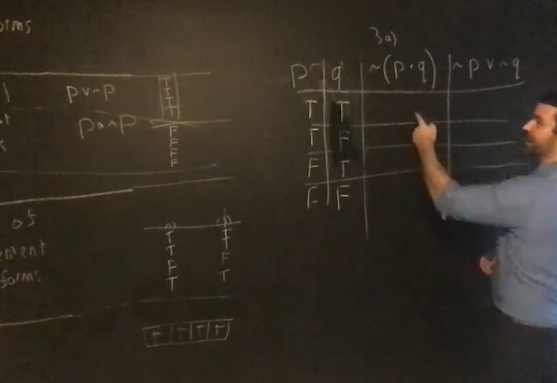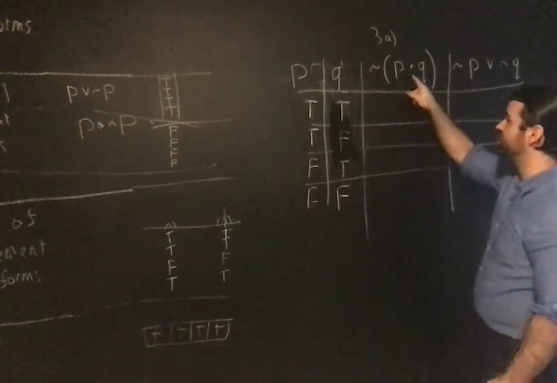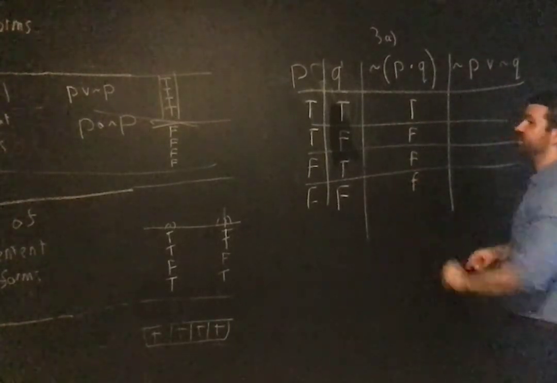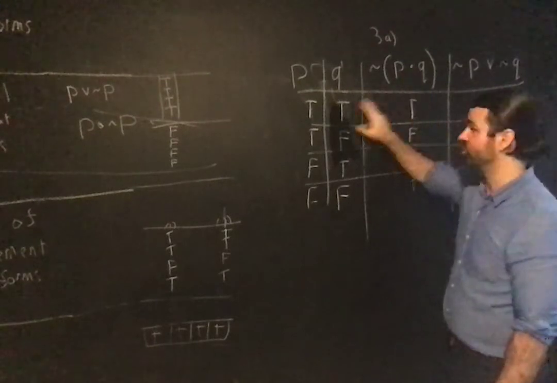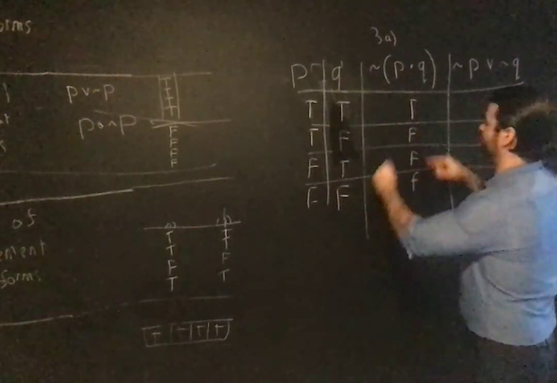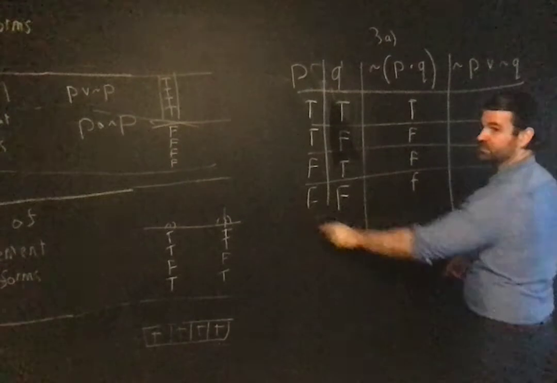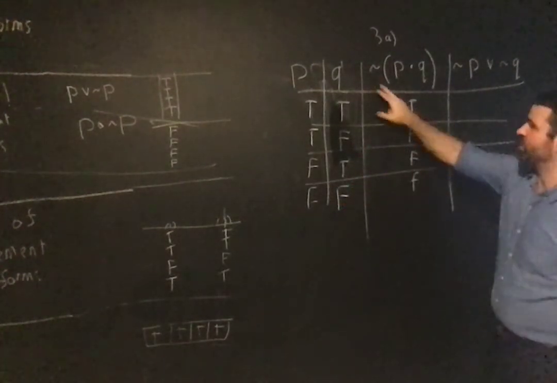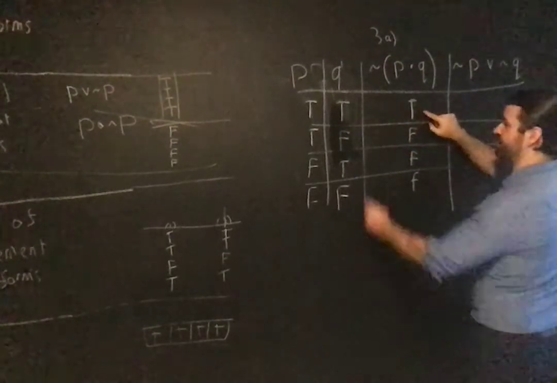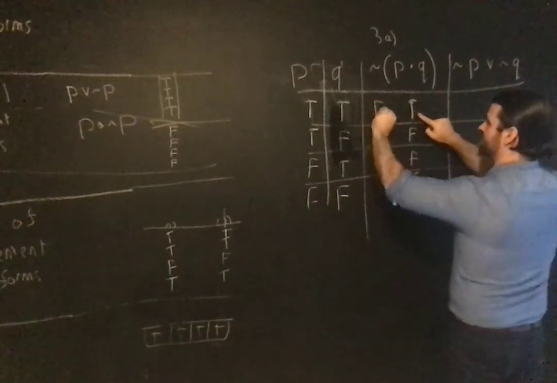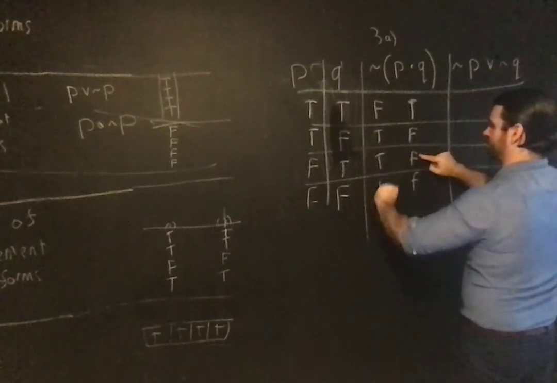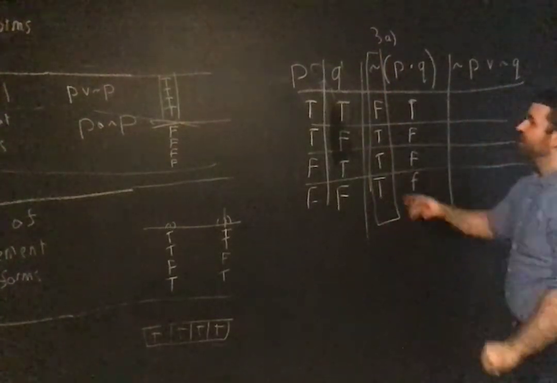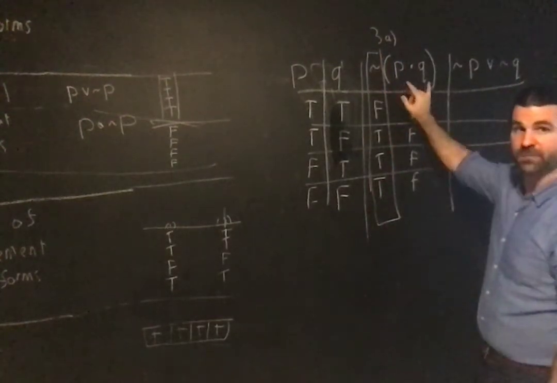Okay, so I compute P and Q, and I'm going to have this column under the dot. And it's just T, F, F, F. That is the truth table for the dot. It's only true when they're both true. So true and true is true, and the rest are false. That's what I'm negating. So I look at this and think of the negation of that. Not T is false. Not false is true. Not false is true. Not false is true. That is the column for this formula, right?